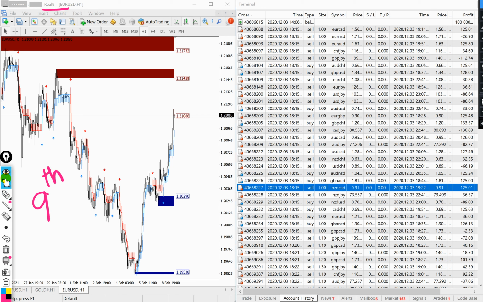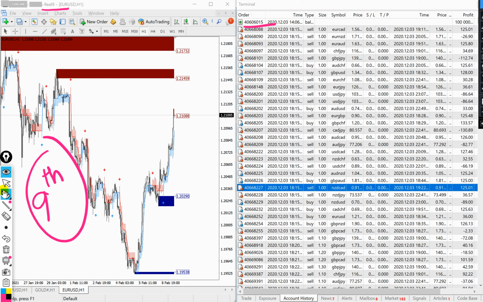In all the previous 8 updates you can verify the first order ID of this account, which is 40606015, and through this first order ID you can confirm that the account that I'm showing in the ninth update is the same account which I have shown in the previous 8 updates.